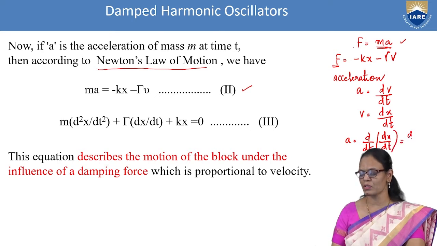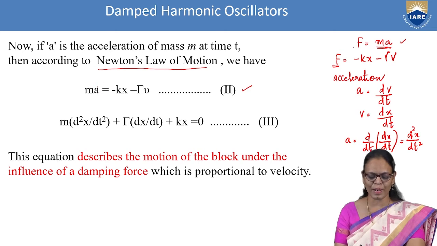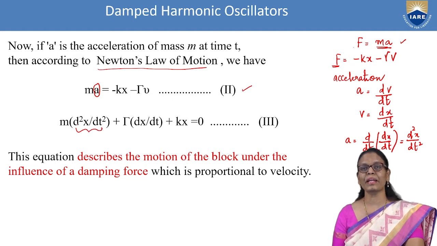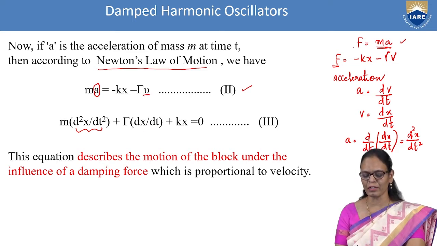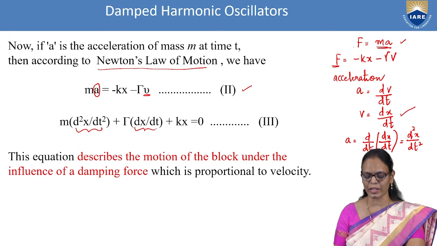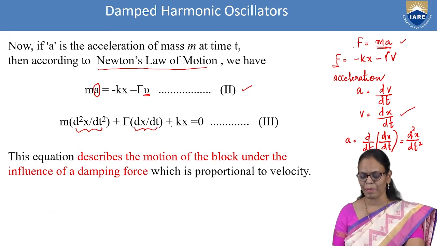That gives us d square x by dt squared. So the acceleration is given by d square x by dt square. So in place of a, we are going to write d square x by dt square. So m into d square x by dt square plus gamma into dx by dt. What is v here? v is nothing but dx by dt, rate of change of displacement. So we have put for v dx by dt plus kx.